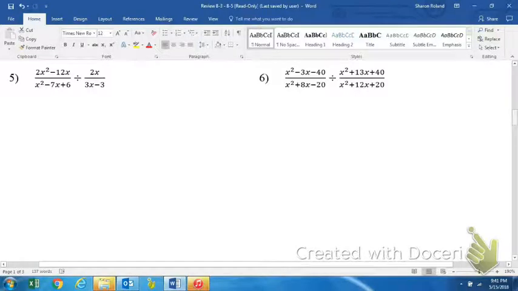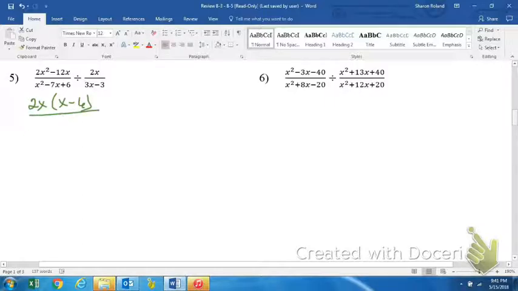Okay, now that we're going to divide fractions, remember these are just exactly like the fractions you learned in 6th grade. You'll write the first fraction down, change the sign to times, flip, and multiply. First, you have to factor both the numerator and the denominator. The numerator, a 2x comes out, and you're left with x minus 6.